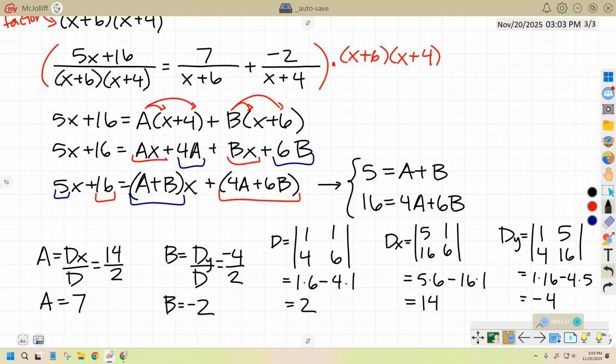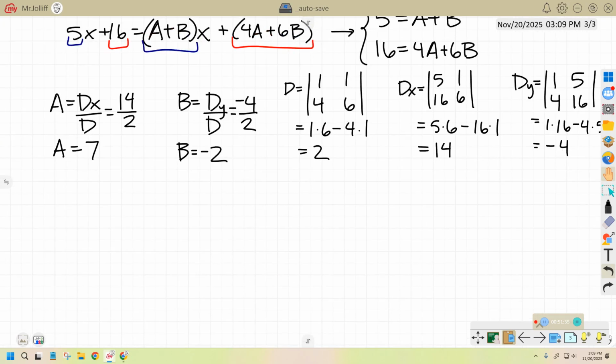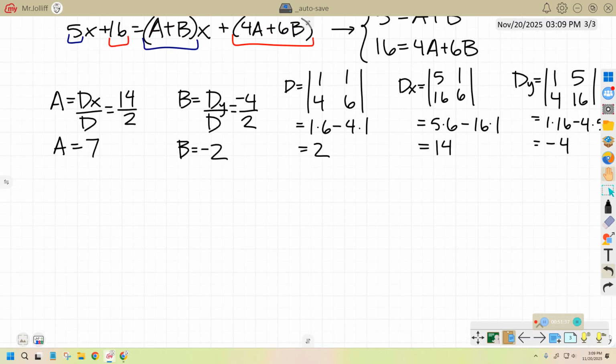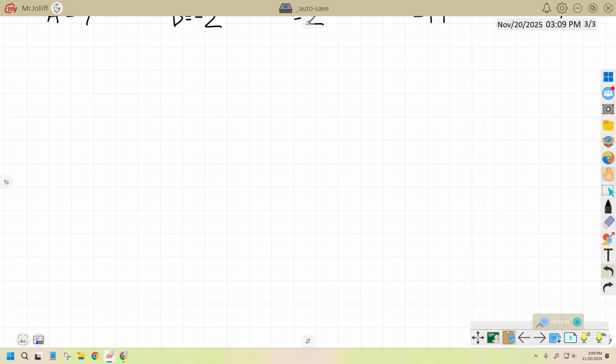Let's see. I've got bathroom passes coming out the wazoo. Yeah, you might actually focus that way. It's amazing. All right.